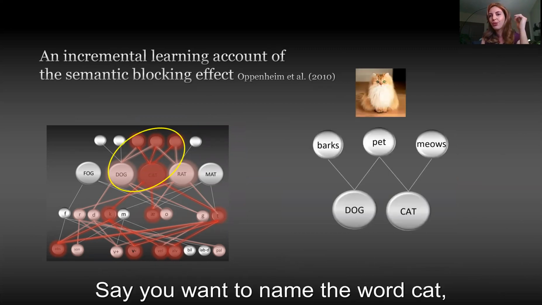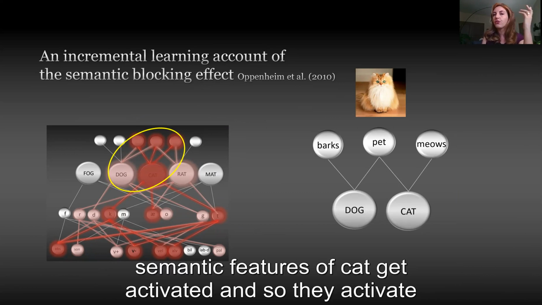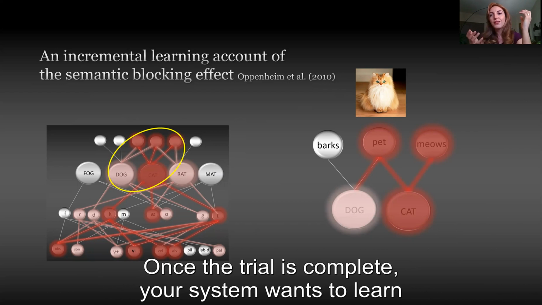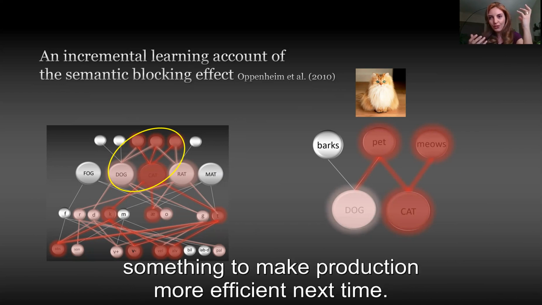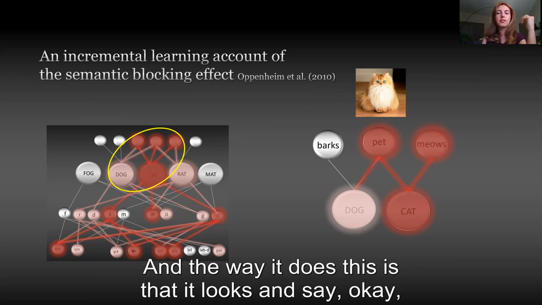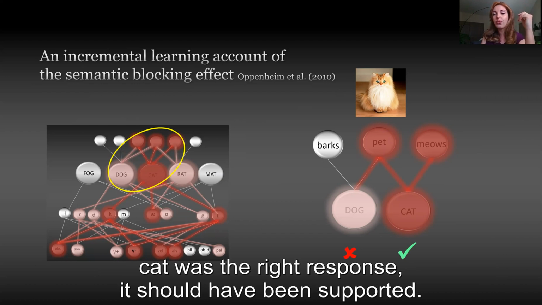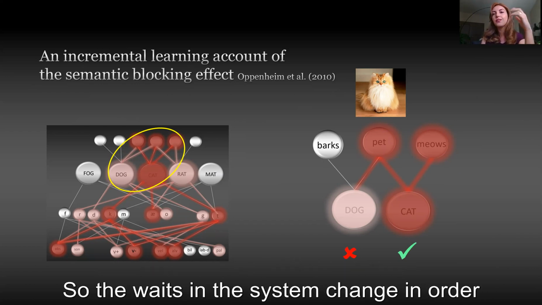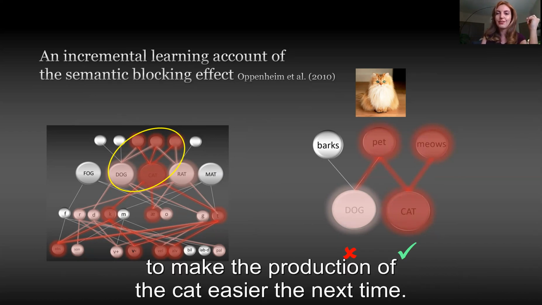Say you want to name the word cat. Semantic features of cat get activated, and so they activate not only the word cat, but also the semantically related word dog. Once the trial is complete, your system wants to learn something to make production more efficient next time. And the way it does this is that it looks and sees, okay, cat was the right response, it should have been supported, dog was not the right response, it should not have been activated. So the weights in the system change in order to make the production of the cat easier the next time.